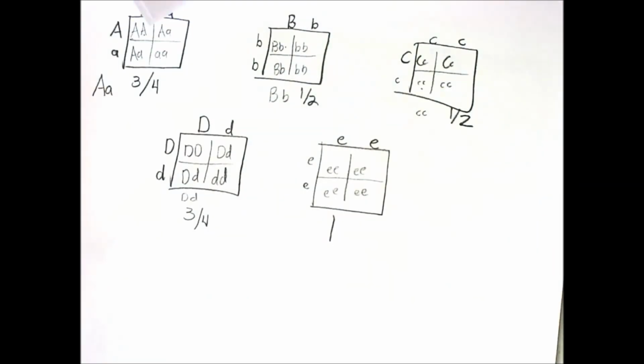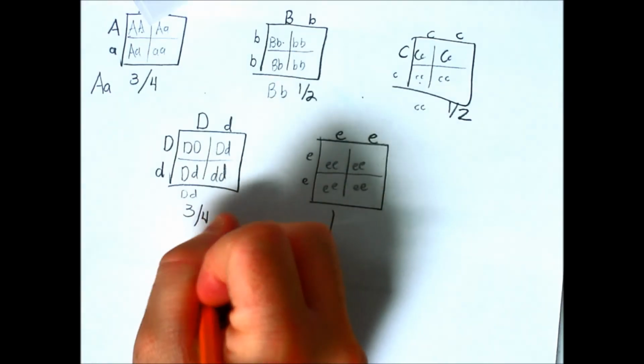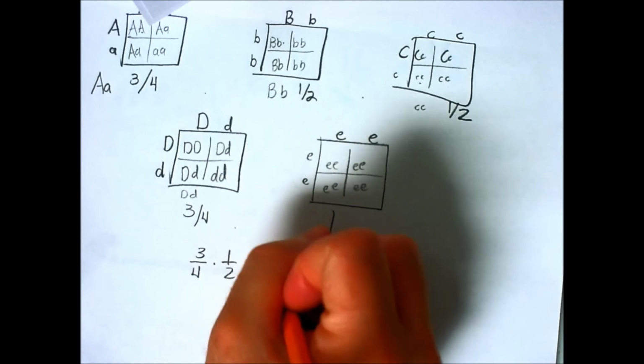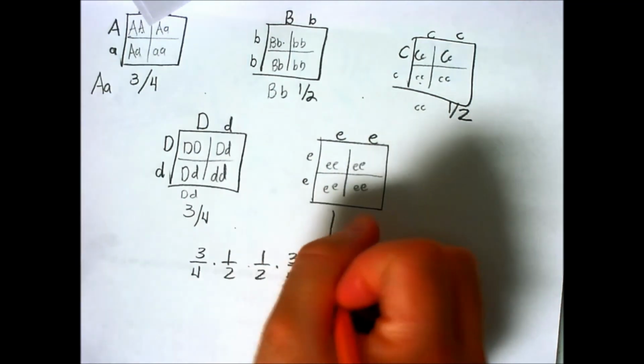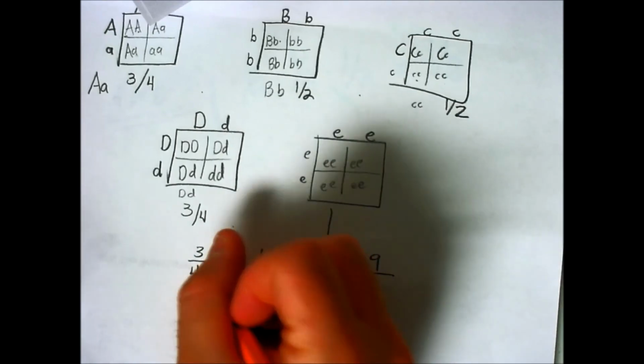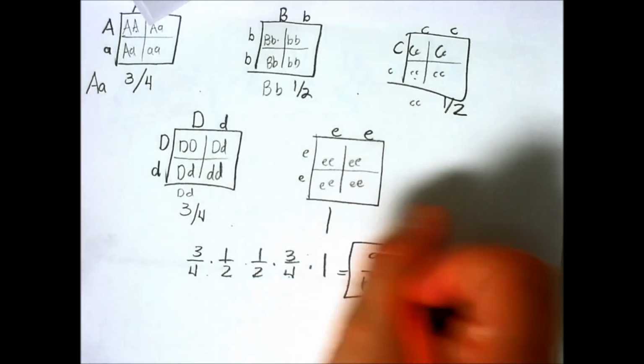And since they're all independent events, I can multiply all those numbers together. So 3/4 times 1/2 times 1/2 times 3/4 times 1, that does nothing, but whatever. 3 times 3 is 9. 4 times 2 is 8, times 2 is 16, times 4 is 64. The answer is 9/64.